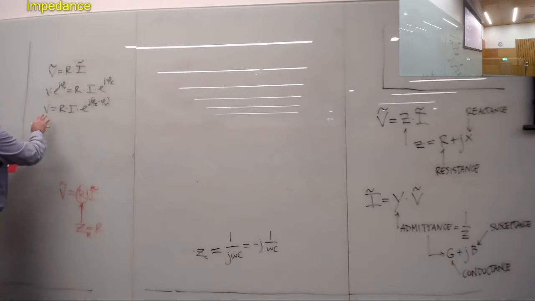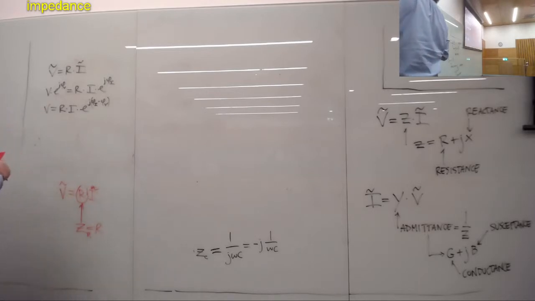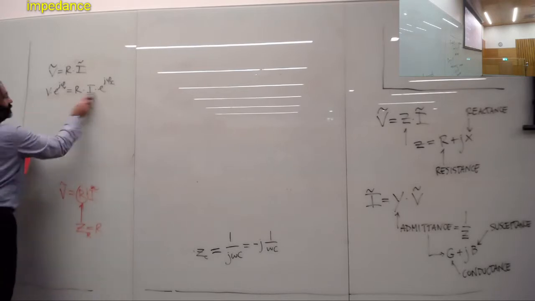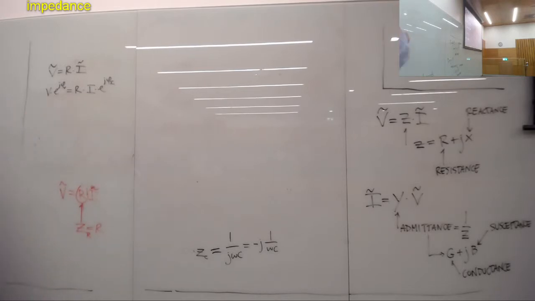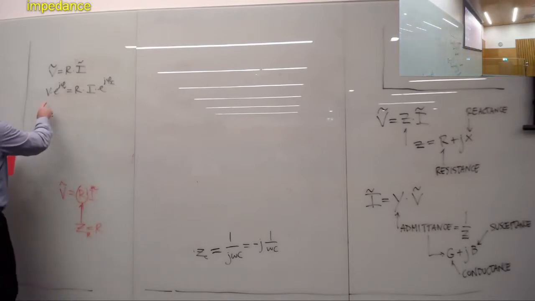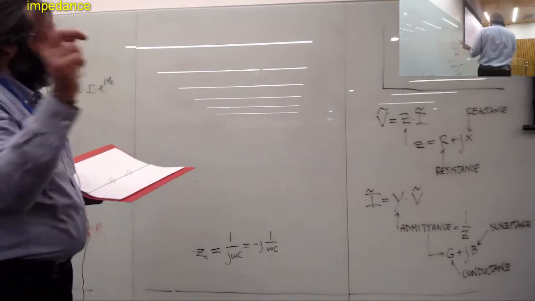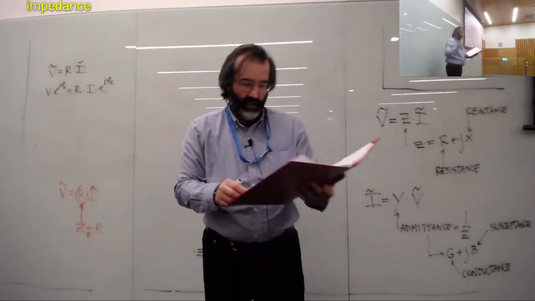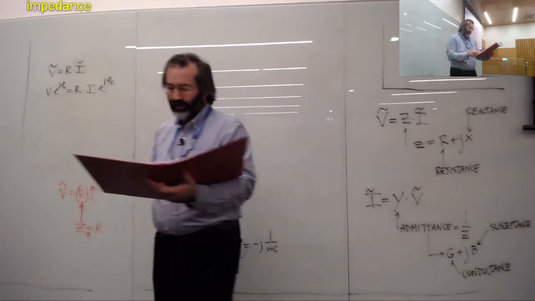So this is telling me that the amplitude V, no, there is something wrong here. I wouldn't write it like that. I will come to this in a moment. There is something later that will tie to that. So I'll move on for now.